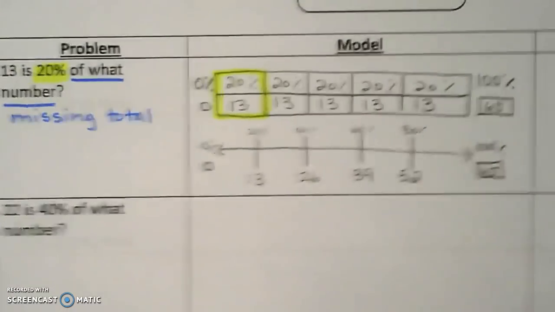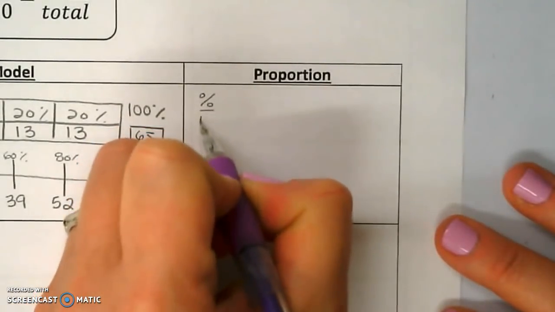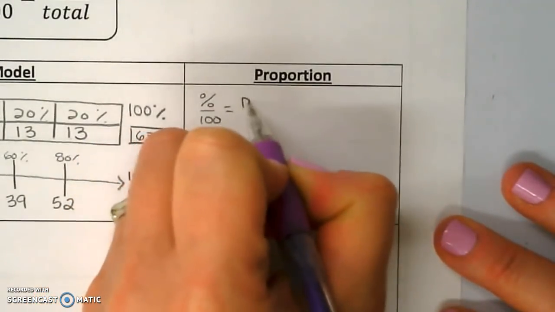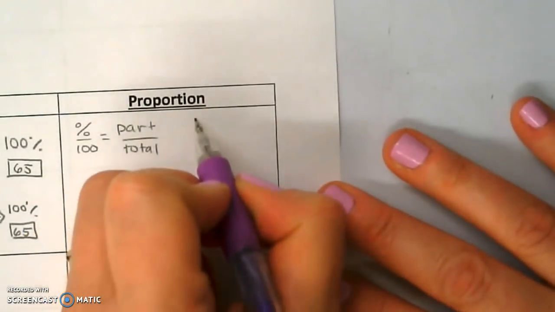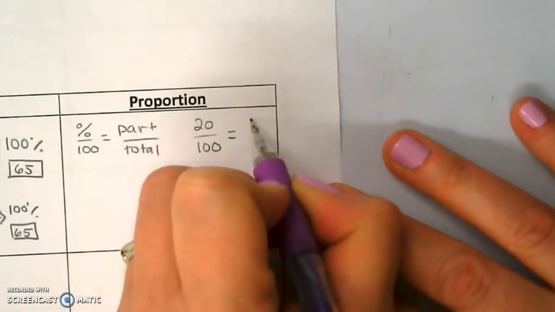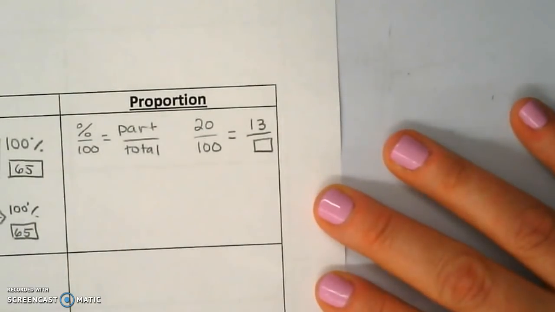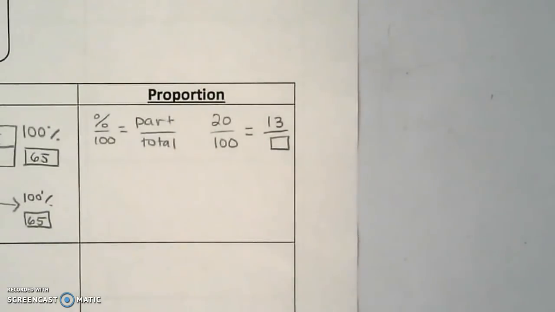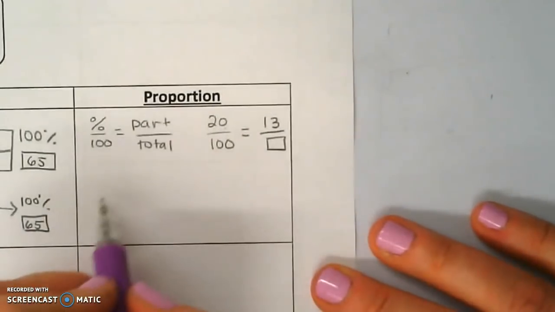But let's look at the same number with a proportion. Remember that percent over 100 equals part over total. And for this problem, we have 20 over 100 equals 13 over something. Okay. Well, if I look here at my proportion, it's not easy for me to tell what I did to 20 to make it a 13. I can't tell what I divided by.